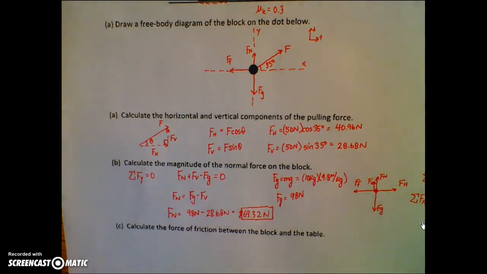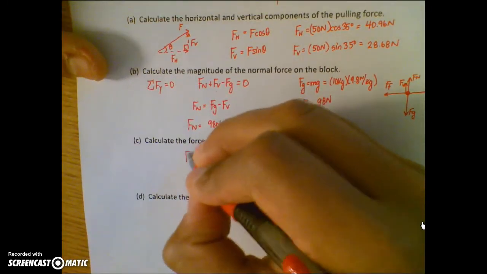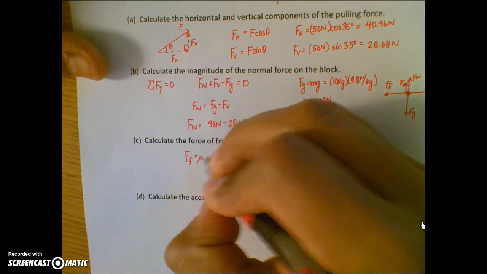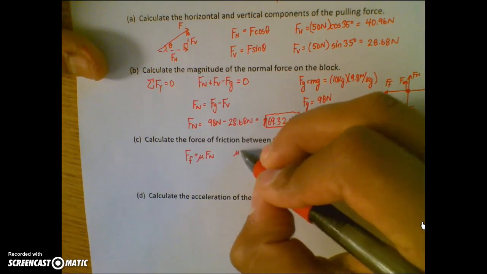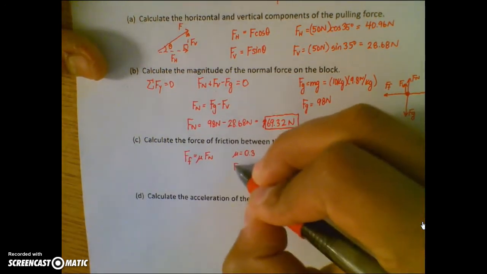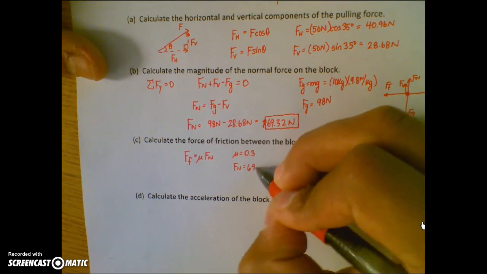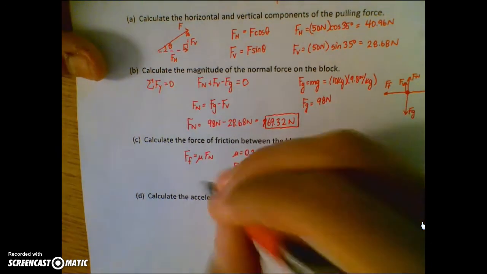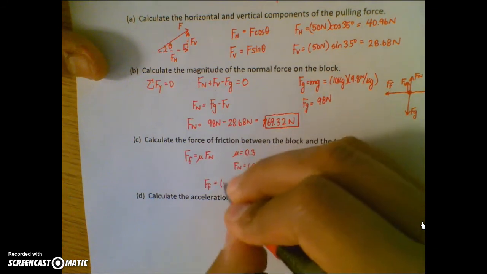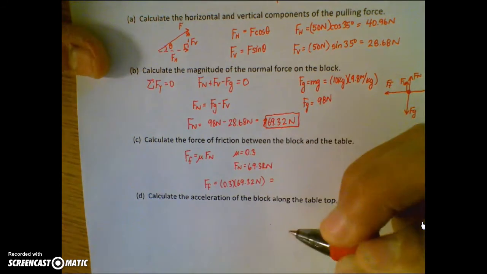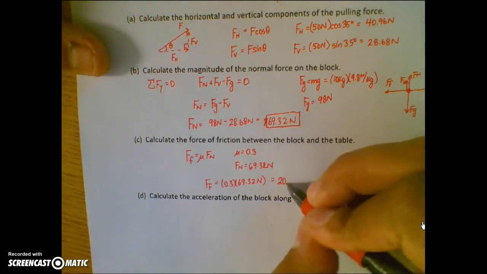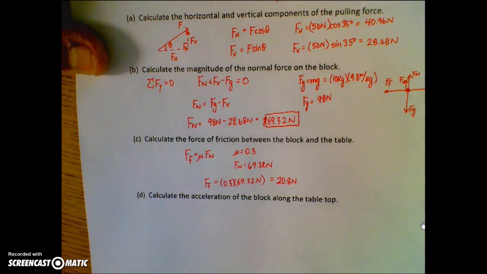Okay, now using that normal force, we can solve for other parts of this scenario. So, for example, if we want to calculate a frictional force, well then remember a frictional force is simply a normal force times a coefficient of friction. And in this case, we have both. We know our coefficient of friction is 0.3. We know our normal force is 69.32 newtons. So our force of friction then is just those two values multiplied by one another, which gives us 20.8 newtons as our frictional force.